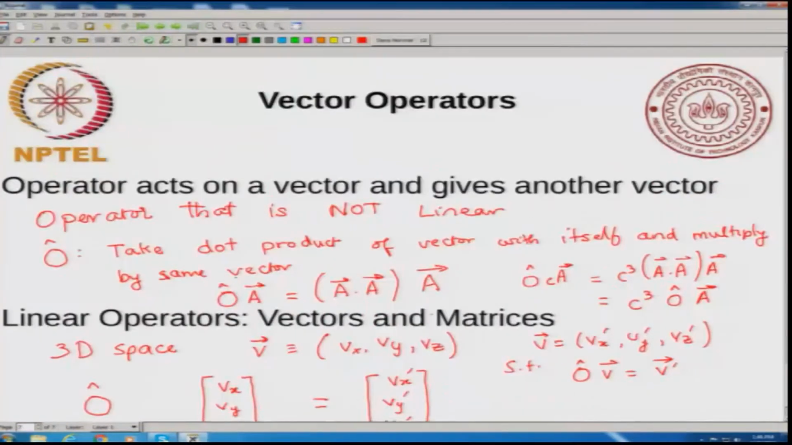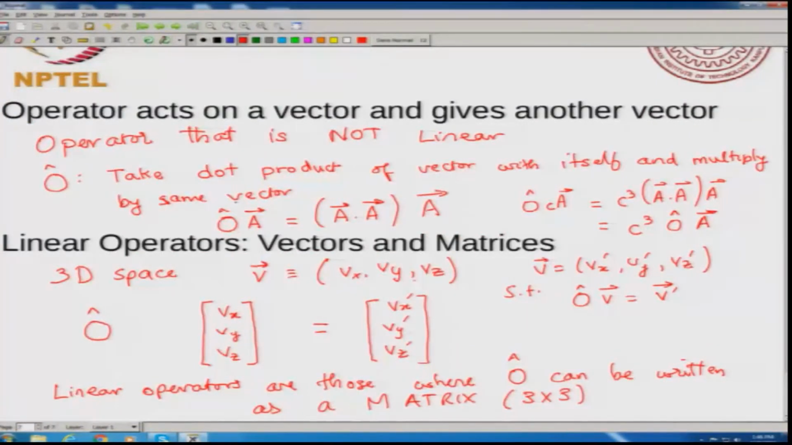So we will keep in mind that a linear operator can be written as a matrix, or you can think vice versa, a matrix can be thought of as a linear operator on a vector, okay. You can think of it as a linear operation on a vector, okay.